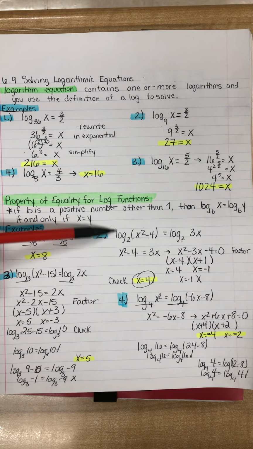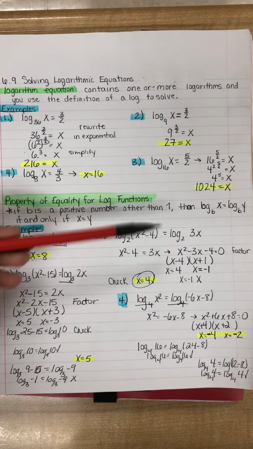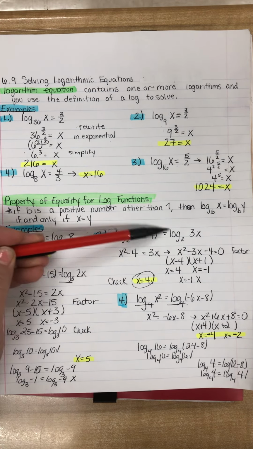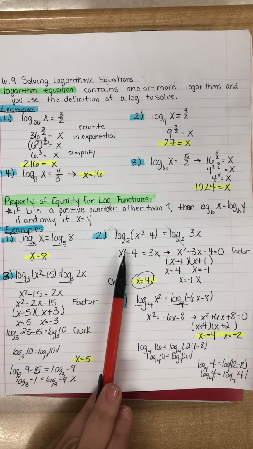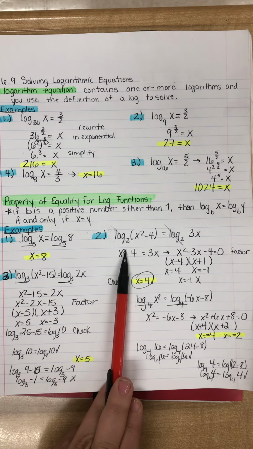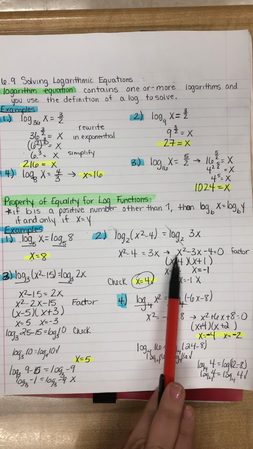Again, look around the front. They have nothing in the power spot. If not, we'd have to move it. Since I have log base 2's on front, I can just cancel them out. I'm left with x squared minus 4 equals 3x. Well, since I have that and I have more than one x, move all your x's to one side.